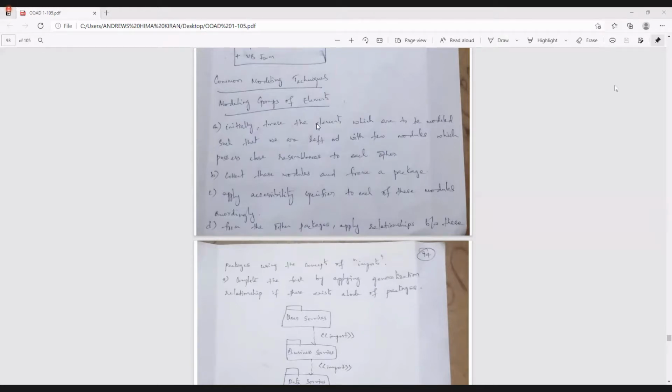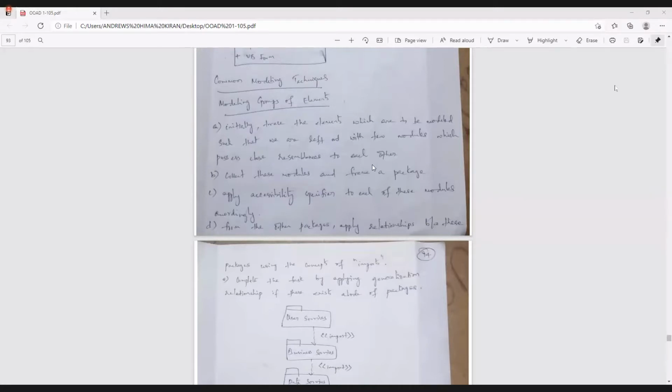Initially trace the elements which are to be modeled. That means once again I'm saying that we need to identify all the elements which we want to include in the design, such that we are left out with modules which possess close resemblances to each other. So after identifying all the possibilities of the elements which we have to include in the design, then obviously we will be left out with modules which possess close resemblances to each other. I remove the word few.